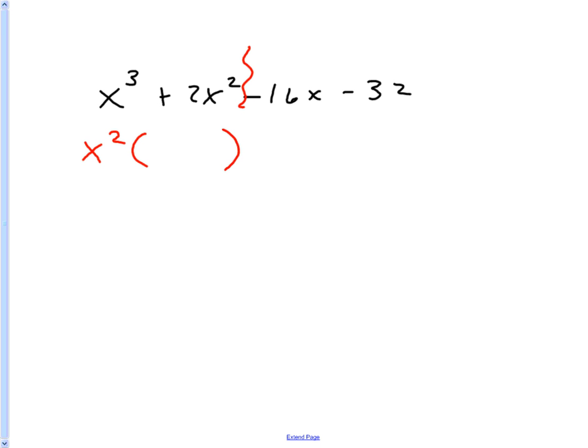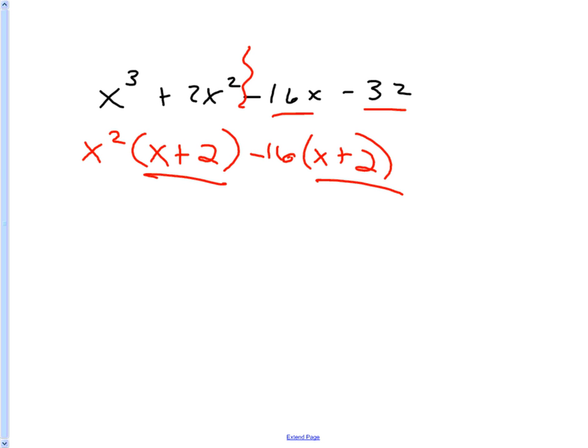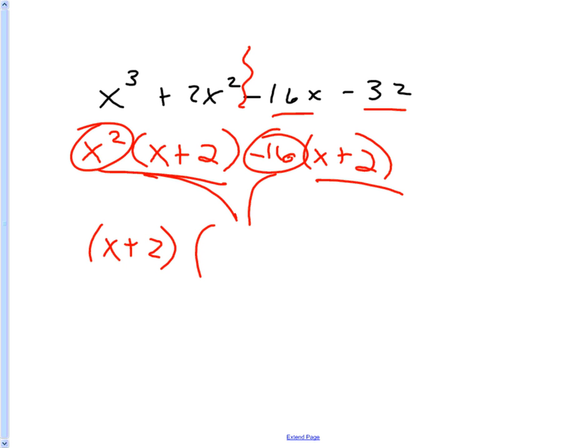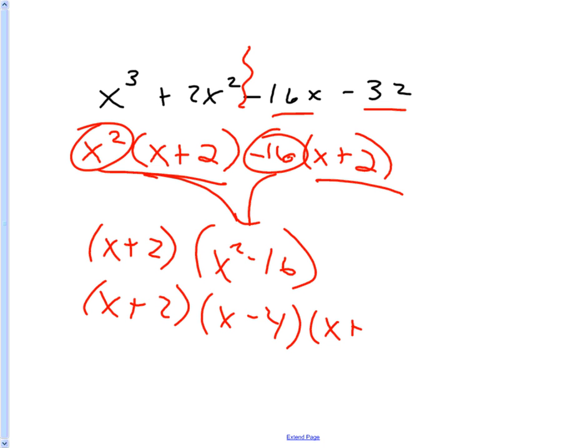X squared goes into both of those, and you'll end up with x plus 2. What goes into both of these? -16, and so then I can factor out an x plus 2. And that needs to match that, and if it does, I can factor it out to the front. So that goes out here, x plus 2, and what's left behind is this, and that goes in there. X squared minus 16. Factored form? No, got to keep going. X squared minus 16 can keep going. So I got x plus 2 and x minus 4 and x plus 4.